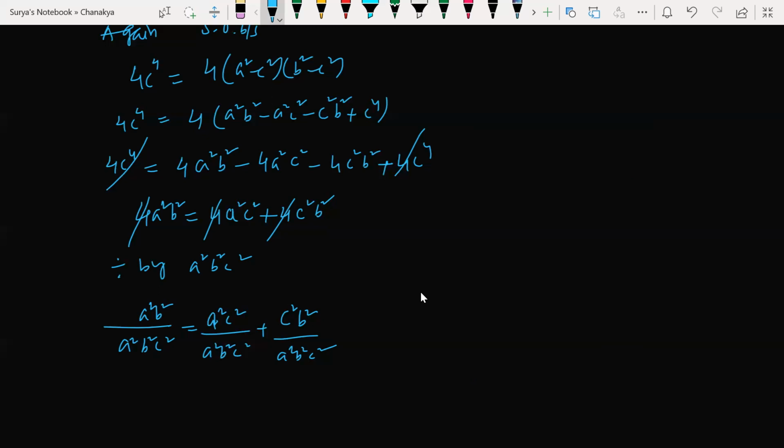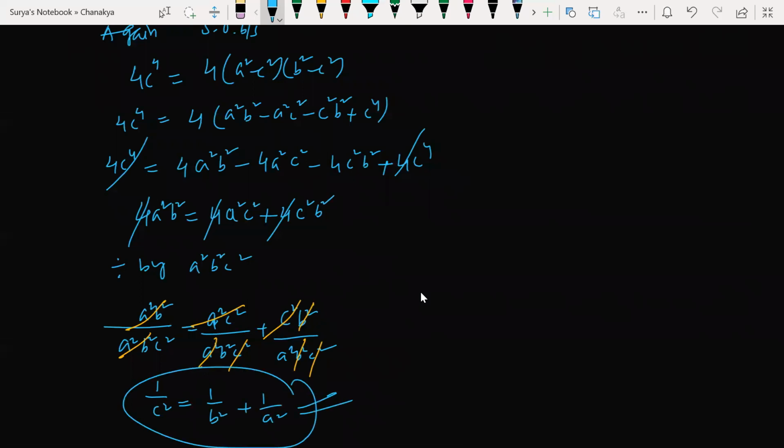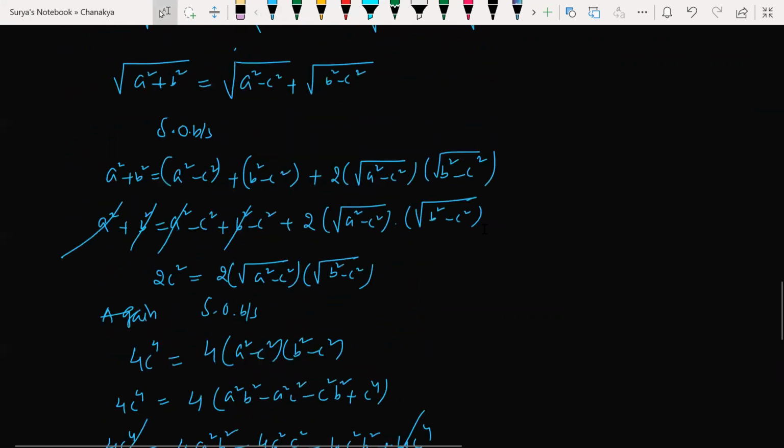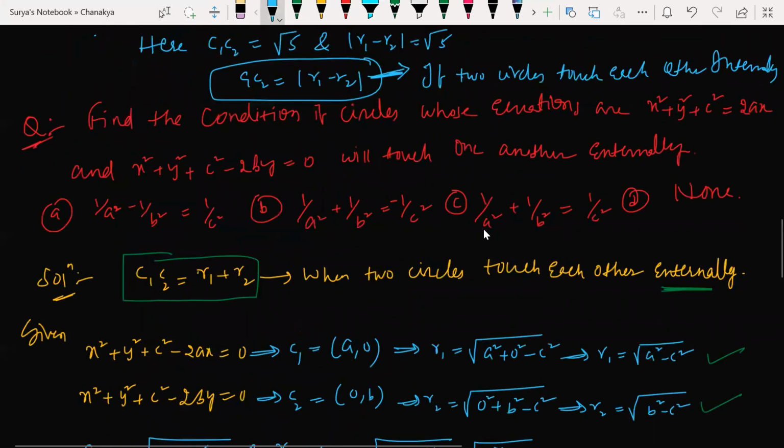What is the answer going to be? Tell me. Very simple. A square, A square B square, A C square, B square, C square. Okay, so what would I be left with here now? 1 by C square is equal to 1 by B square plus 1 by A square. What is the big deal in this calculation? Look, 1 by A square plus 1 by B square is equal. Option C is going to be correct. Clear?